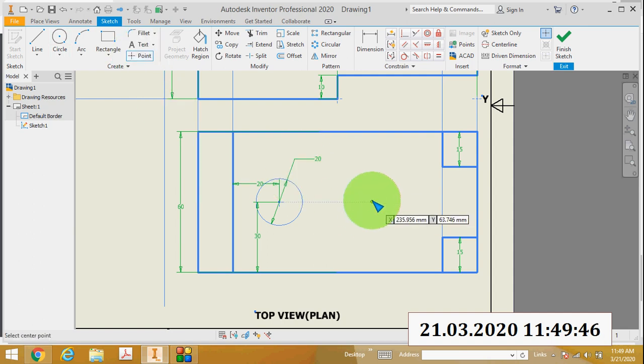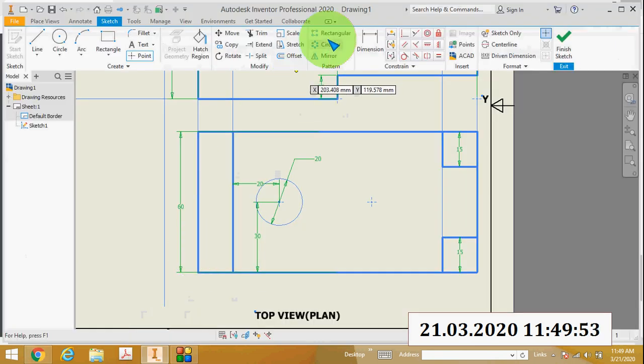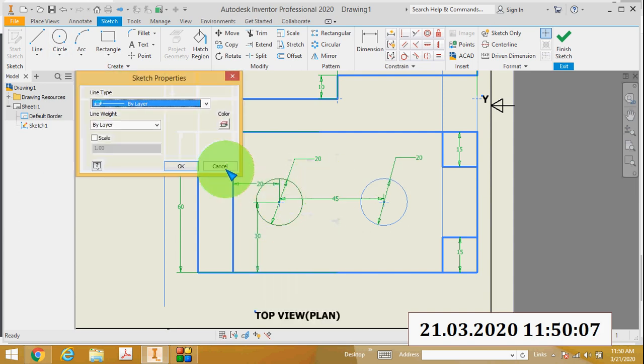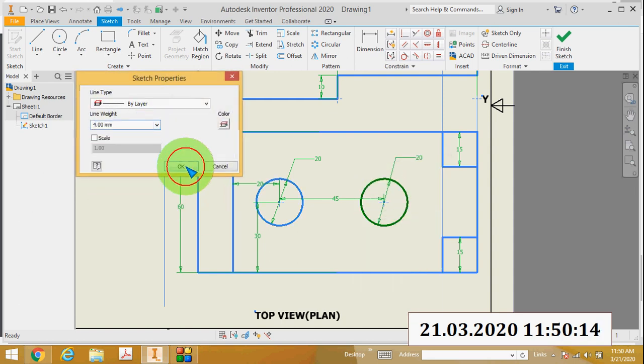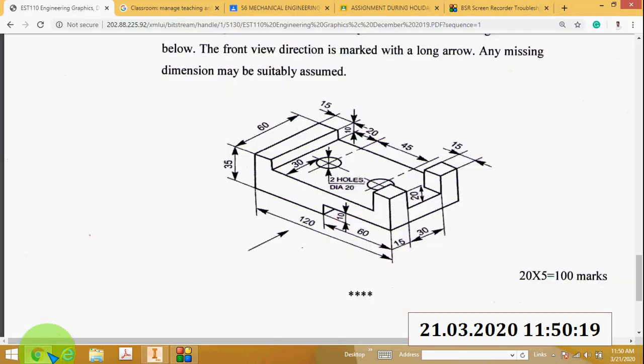Then add another point here. This center to this center distance is 45 millimeter. So this dimension is 45 millimeter. Then draw another circle of diameter 20 millimeter. So increase the thickness of those two circles. Okay, so that is the top view.